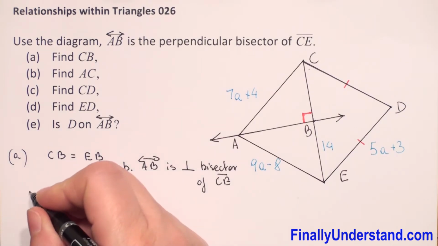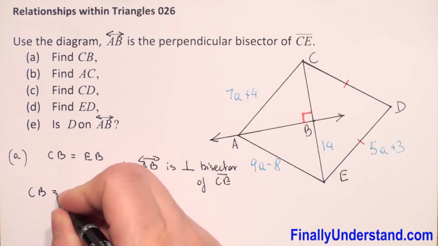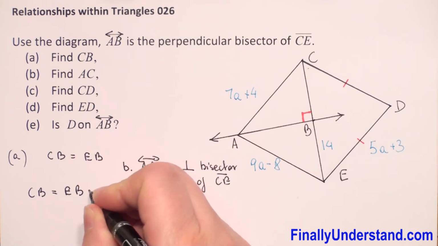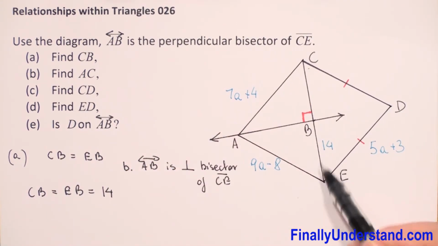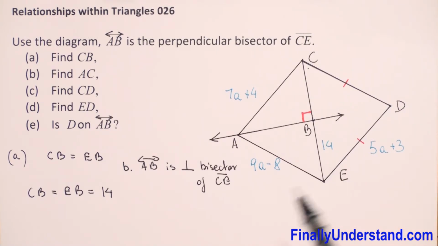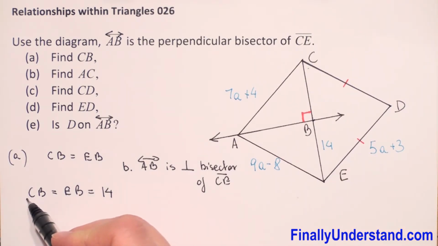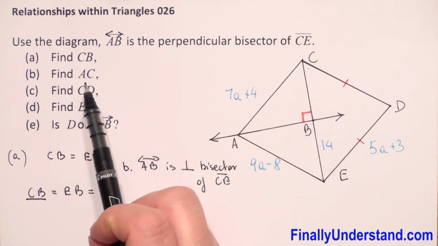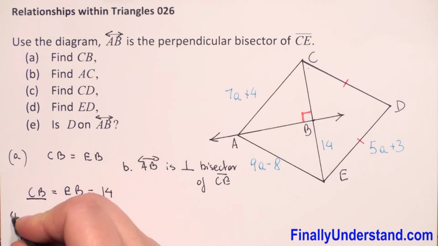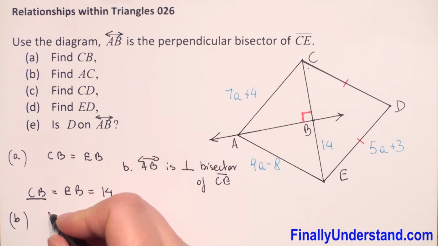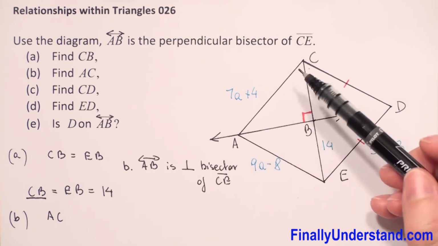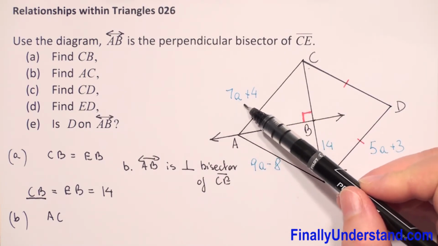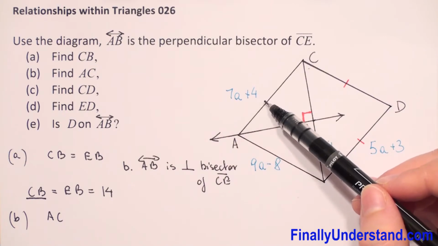So let me copy this one more time. CB is equal EB and is equal 14. We have given that EB is 14. So we found CB. Next, we have to find AC. Question B, we have to find AC. AC is given by expression 7a plus 4.